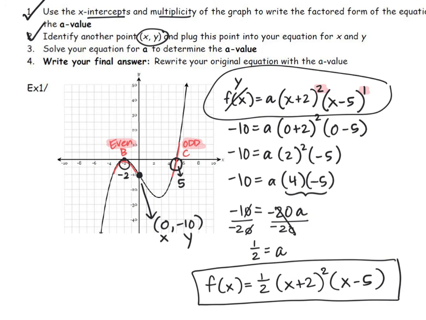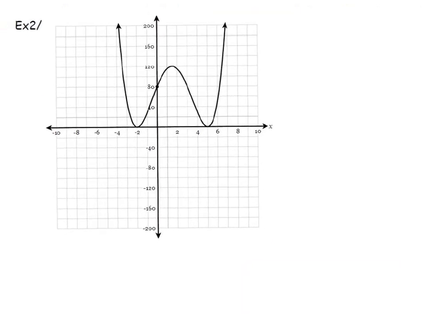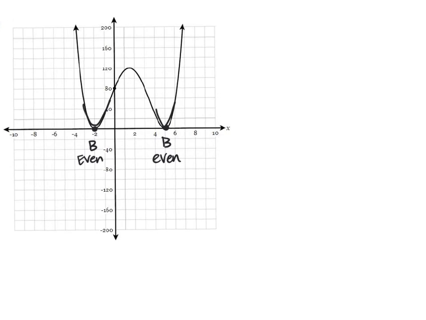All right, we're going to try one more example, and then there's one for you to practice on your own. Okay, so for this example, let's look at the zeros. I have a 0 here at -2. That is bouncing, which means it's an even multiplicity. I have another 0 right here at 5. That is also bouncing, which means it's an even multiplicity. So we have 2 even multiplicities.